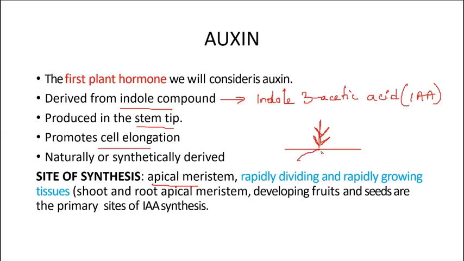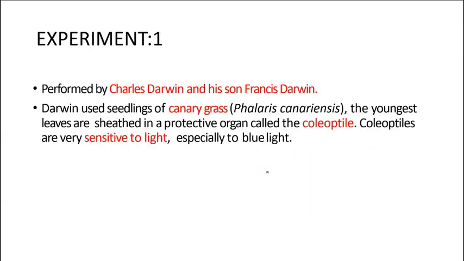Now starting with the first hormone, auxin. As discussed, this is the first plant hormone discovered and it is derived from the indole compound, so the name came as indole 3-acetic acid. In short, we say IAA. So if IAA is written, think that this is auxin. They are mainly produced in the stem tip. They help in cell elongation. They can be naturally or synthetically derived.